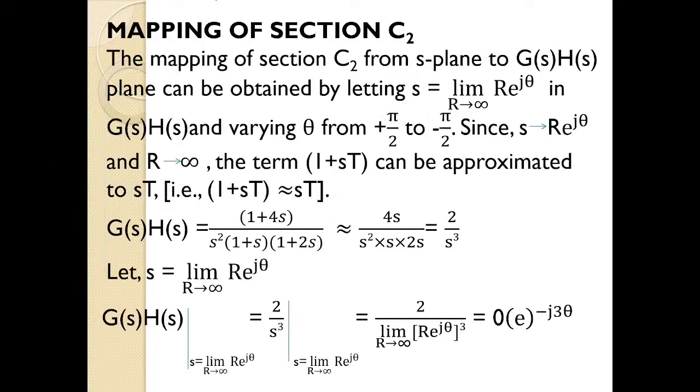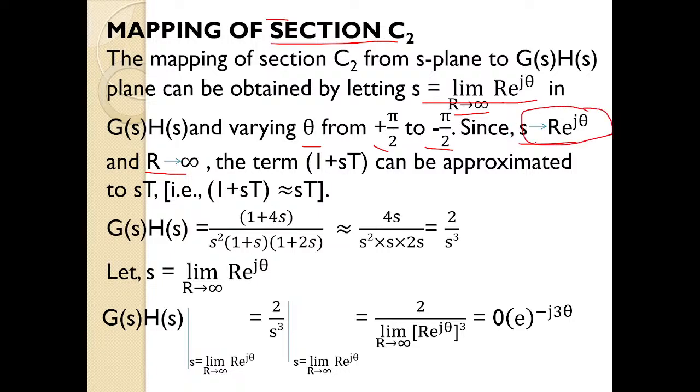Let us go to the C2 section. This is the mapping of the C2 section. While considering the mapping of the C2 section, we know the radius r tends to infinity. So s is equal to limit r tends to infinity of r e power j theta, where theta varies from plus pi by 2 to minus pi by 2, and where s tends to r e power j theta, with r tends to infinity.